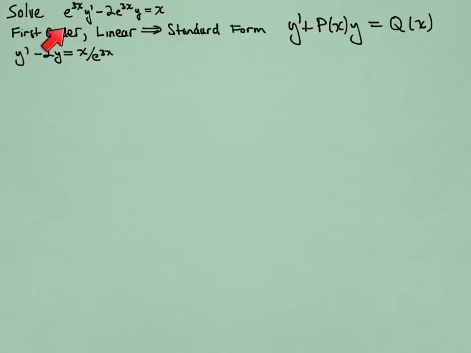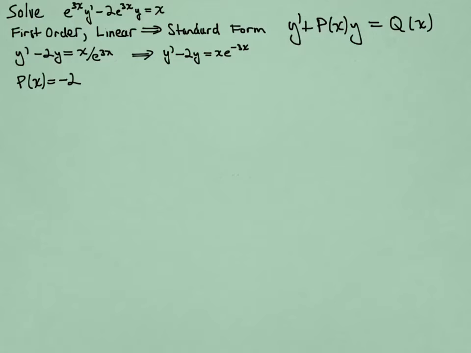When I do that, the terms on the left side cancel, but we'll get a new term on the right, x over e to the 3x. It's perhaps a little more natural to write that as x times e to the minus 3x, because we'll have to integrate that right-hand side eventually.